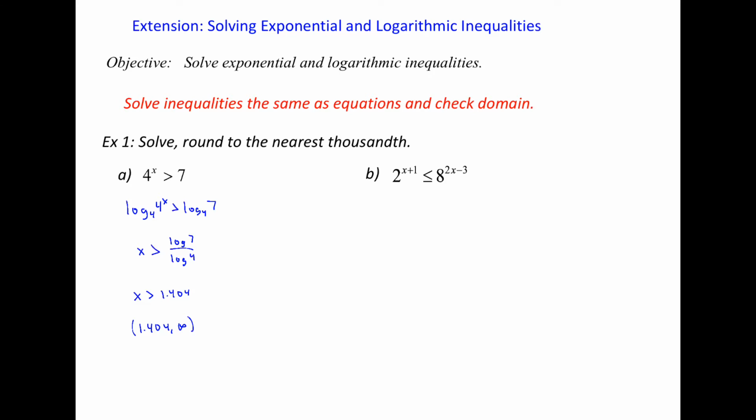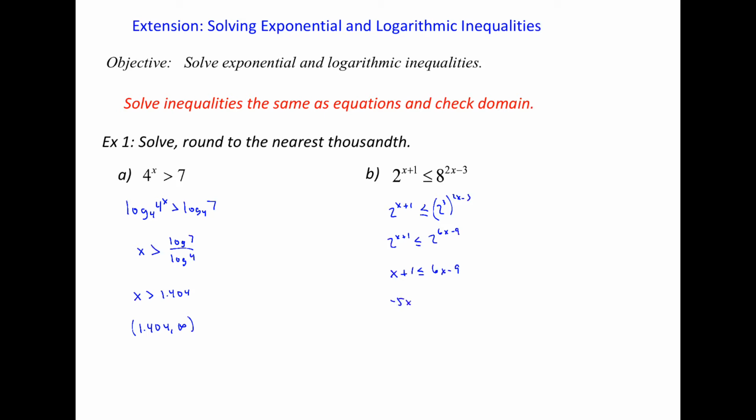Let's take a look at the second one here. Base 2 and base 8, we know that we can write these with the same base, so we go 2 raised to the x plus 1 is less than or equal to 2 raised to the third raised to the 2x minus 3. And so that'd be 2 raised to a power, you multiply, so that's 6x minus 9. And now that the bases are the same, we can use the one-to-one property to say x plus 1 must be less than or equal to 6x minus 9.